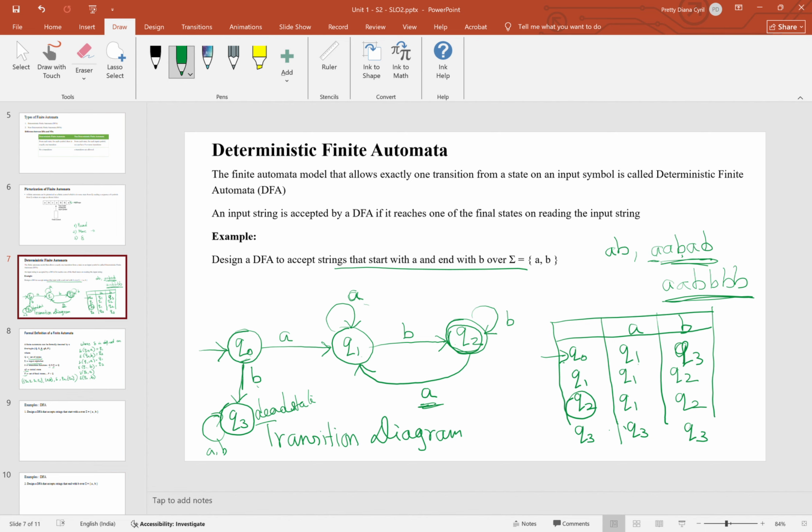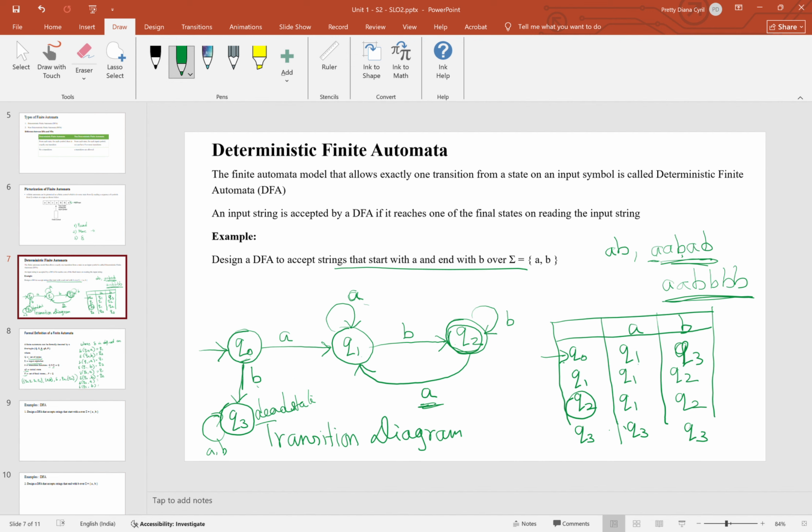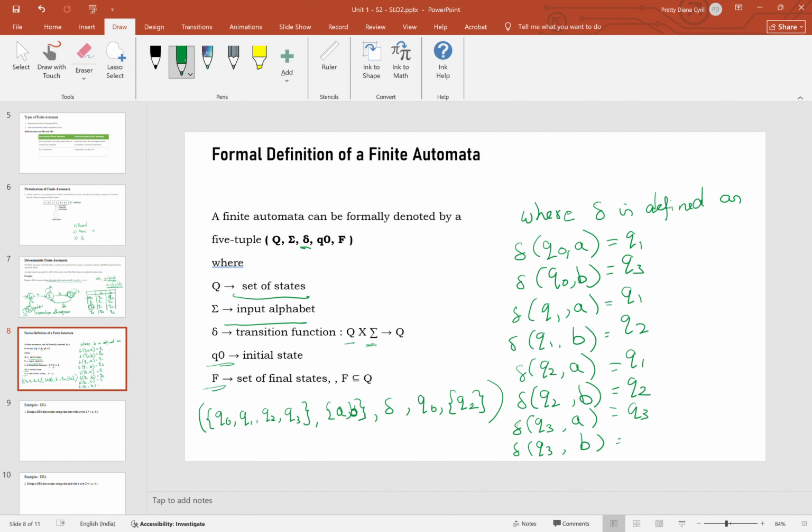Next we have to write delta of Q2 comma A and delta of Q2 comma B. Q2 comma A is Q1 and Q2 comma B is Q2. Then next we have to write delta of Q3 comma A and delta of Q3 comma B. Q3 comma A is Q3, and Q3 comma B is also Q3. So this is the formal definition of the finite automata.